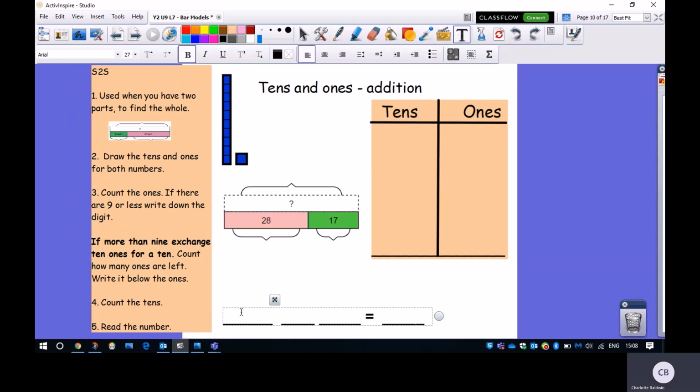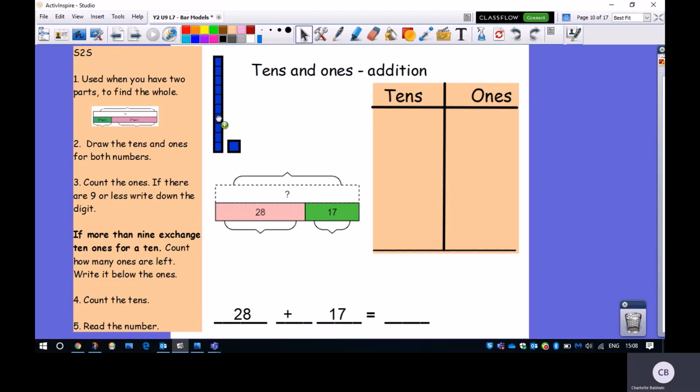So my question is 28 add 17. And I'm going to draw both parts. I'm going to start with the 28. There's two tens in 28. And how many ones? 8 ones.